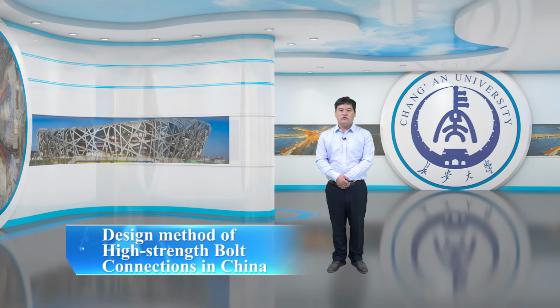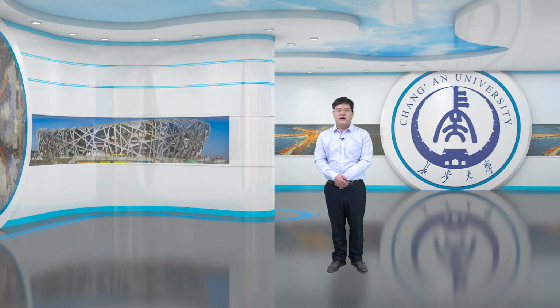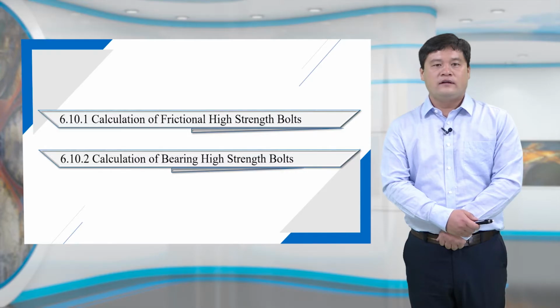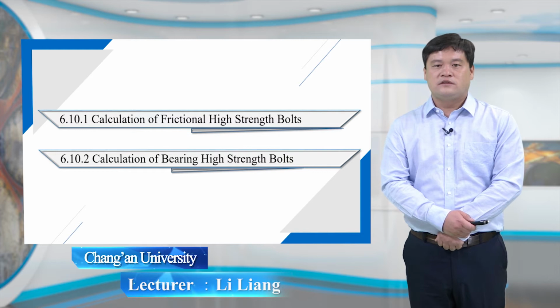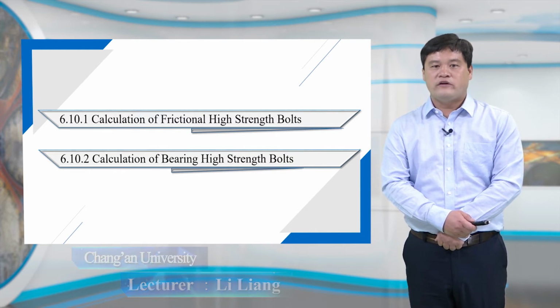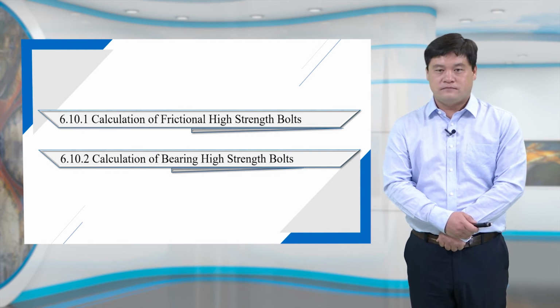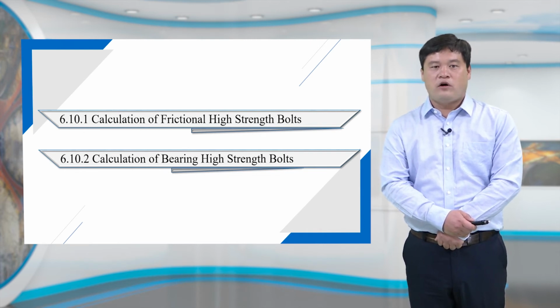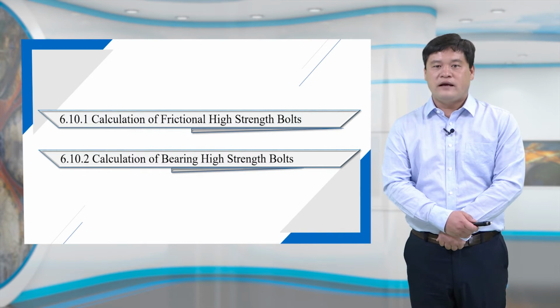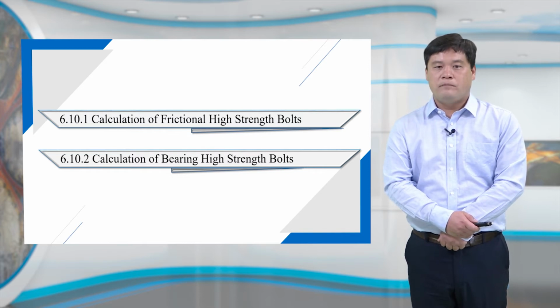Today we are going to study section 6.10, Design Method of High-Strength Bolt Connections in China. Next, we will study section 6.10.1, Calculation Method of High-Strength Bolts Friction Type Connection, and section 6.10.2, Calculation Method of High-Strength Bolt Bearing Type Connection in China.